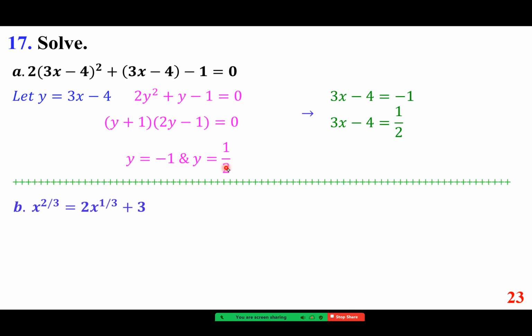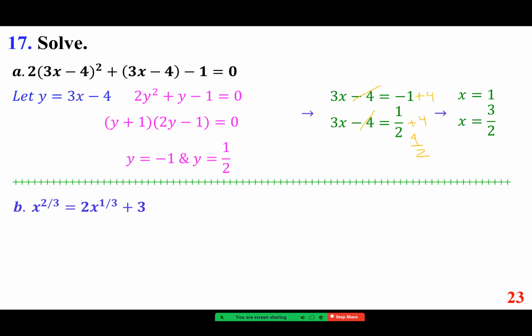You move the 4 and you divide by 3. So therefore, we are going to add 4 here, becomes 3 divided by 3 is 1. We're going to add 4, becomes 9/2, divide by 3 becomes 3/2. And you can always check with the original equation.